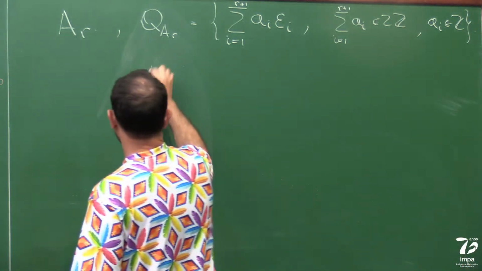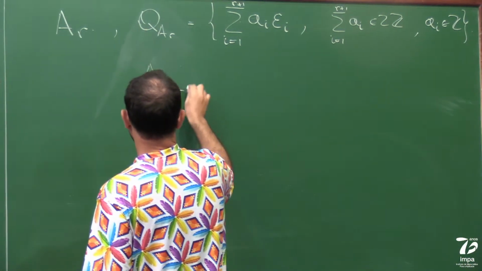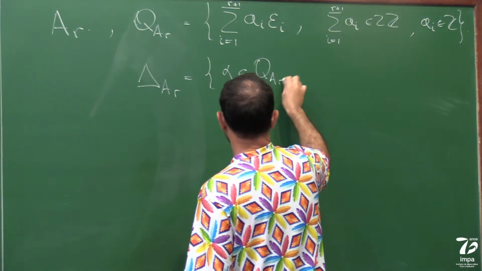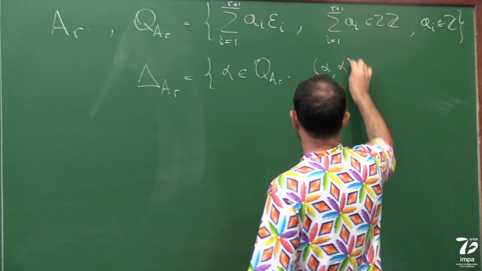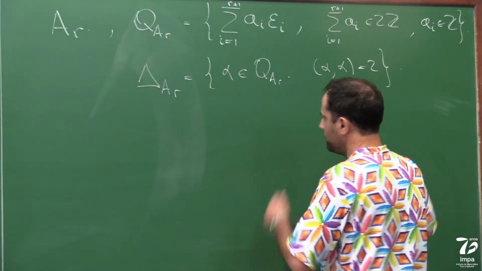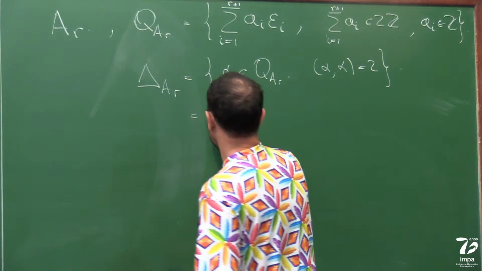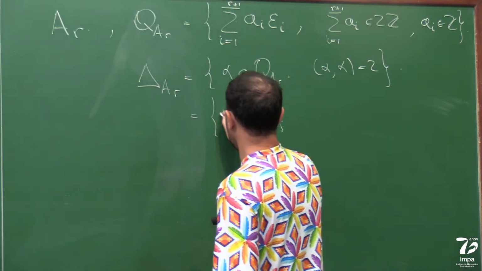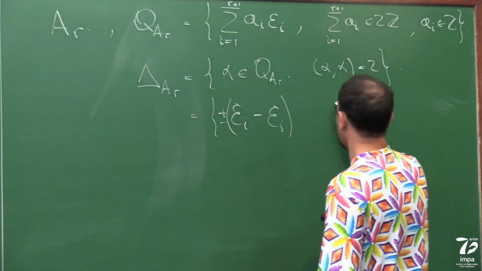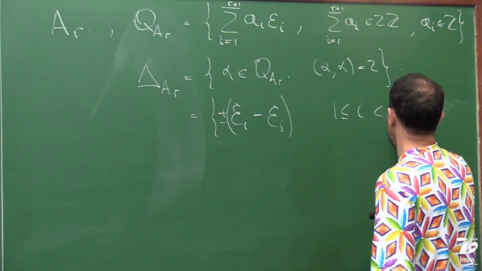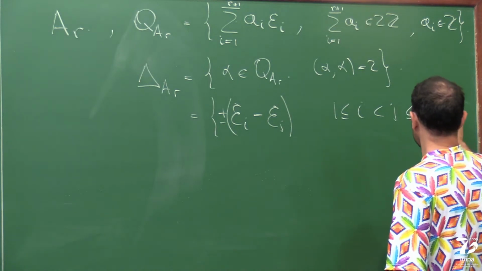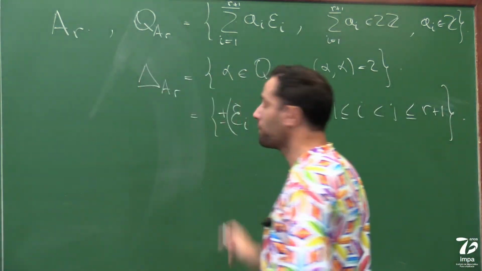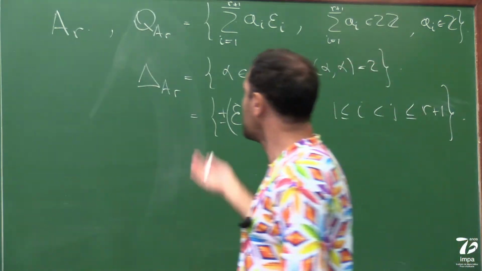Inside of here, the roots are those alphas that have norm 2. And this corresponds to epsilon_i minus epsilon_j, plus or minus this, with 1 less or equal than i less than j less or equal than r plus 1. Just repeating what we did there. Those are the roots. So that's it. So this is my root system.